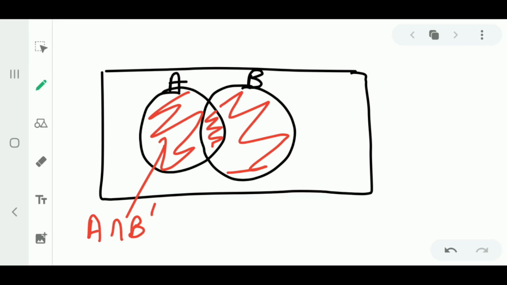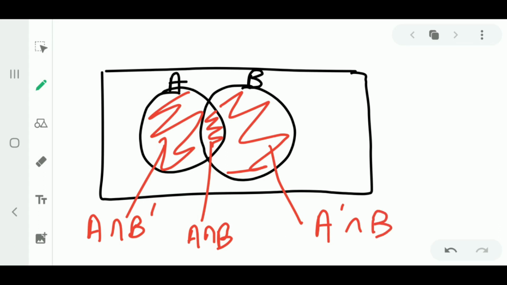So this is A only. This is A intersect B. This is B only, so it's A complement intersect B. And outside here is A complement intersect B complement, because that is everything that is not inside of A and B. And remember, this is the universal set here.